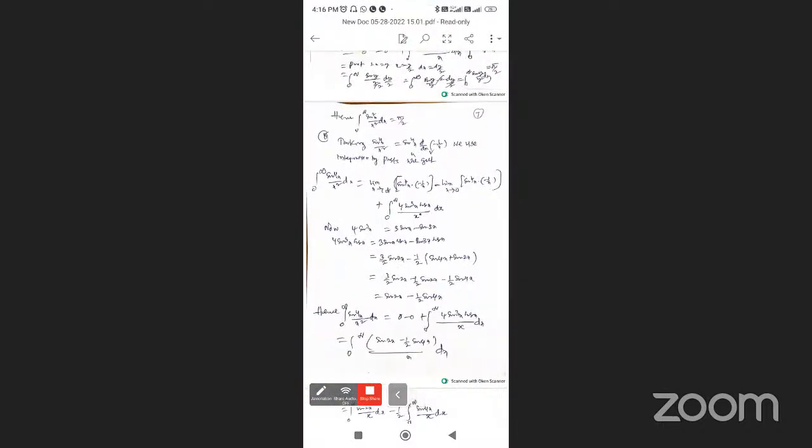What happened is now the integral of 4 sin cube x cos x by x dx. 4 sin cube x is equal to 3 sin x minus sin 3x. Multiply both sides by cos x: 3 sin x cos x minus sin 3x cos x. That is 3 by 2 sin 2x, and 1 by 2 into 2 sin 3x cos x.